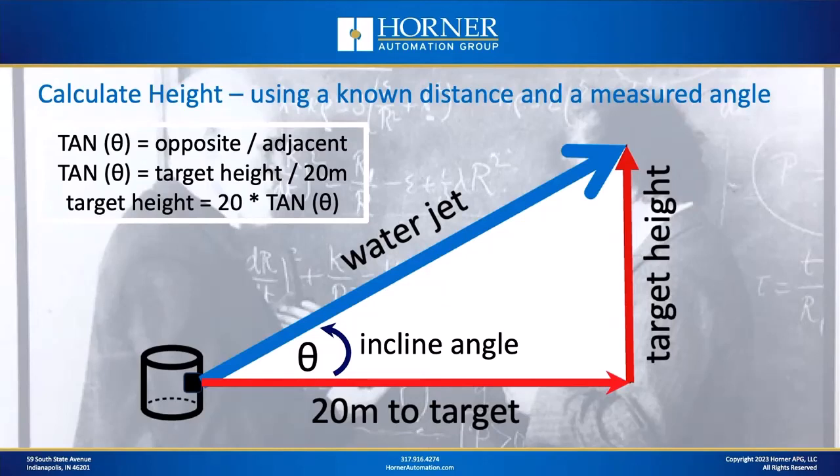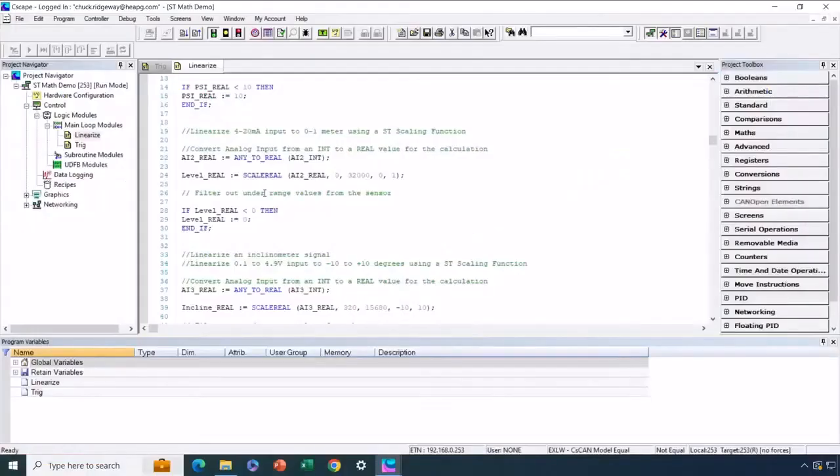So the way we're going to do that is using tangent. The tangent of an angle is opposite over adjacent. In the case of our example, our adjacent distance of the triangle is fixed at 20 meters, and our opposite side is the target height we're trying to calculate. So if we solve for target height, we can just take the tangent of our incline angle that we're measuring, multiply by 20 meters, and the result is the target height in meters. Okay, so that's what we're going to do in our second example for structured text.